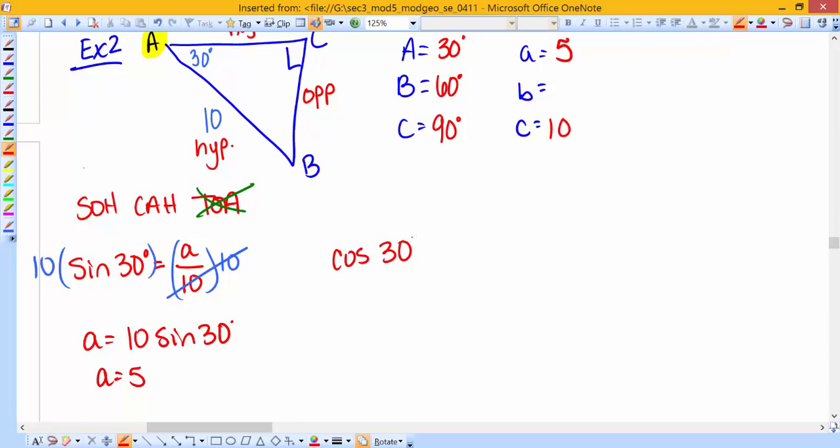Cosine of 30 equals adjacent. Your adjacent is little b over your hypotenuse, which is 10. Again, I'm going to multiply by 10. So little b is 10 cosine of 30. This is quicker than the Pythagorean theorem. So 10 cosine 30 is 8.66.